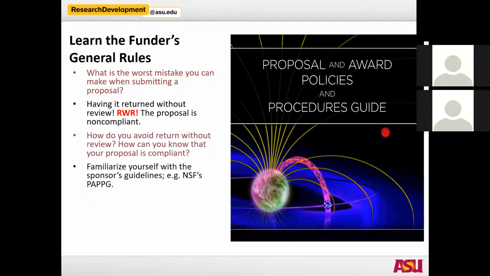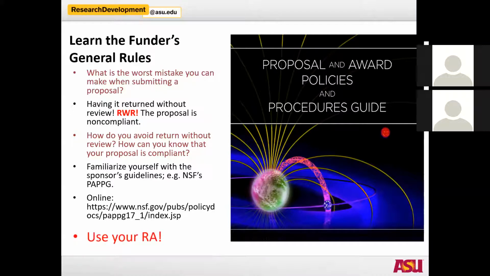How do you know your proposal's compliant? Well, you use the RFP, you use the PAPG. So you should be familiar with that. And you can find it online. That was from 2017. There's a 2019 one now. And also use your RA, your research advancement person.